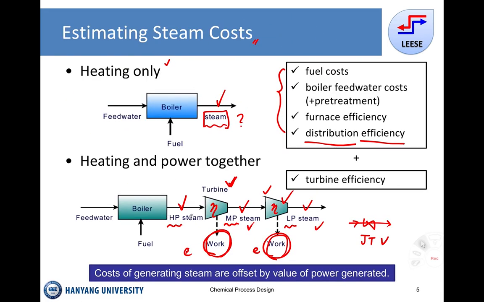So the HP steam is the expensive one because the HP steam contains the highest enthalpy, highest heating content. But then we are generating power through the turbine. So medium pressure steam is cheaper than the high pressure steam. Then the power is produced from the next turbine. So the LP steam is the cheapest one, okay? So here, steam generation costs are offset by the value of the power generated. That is the meaning.